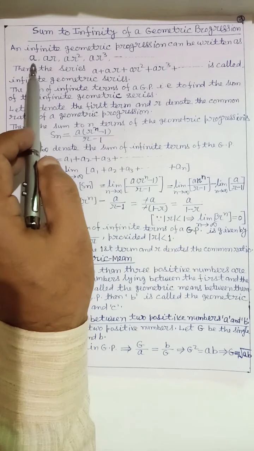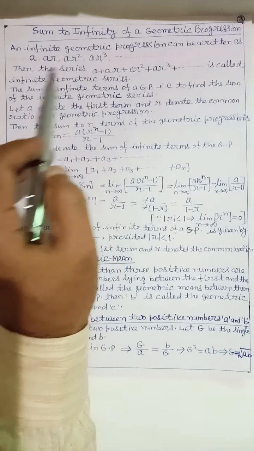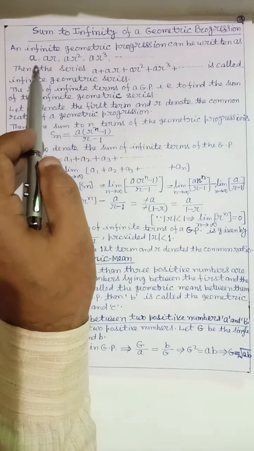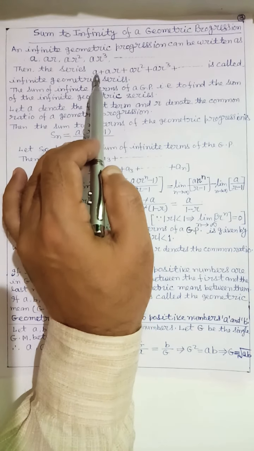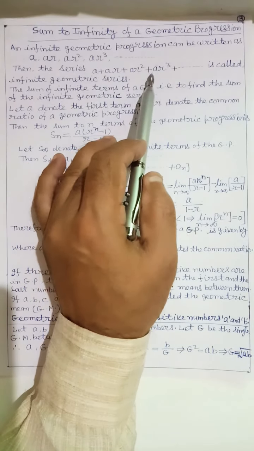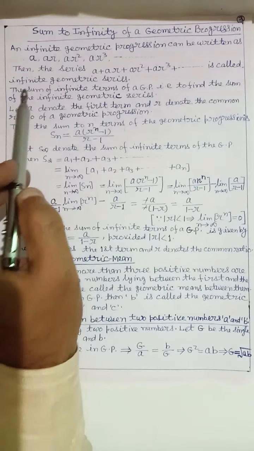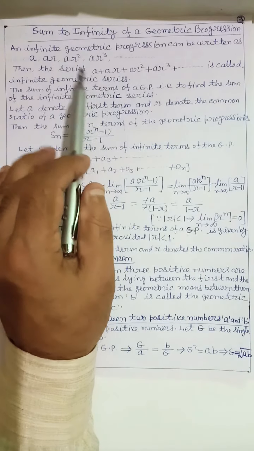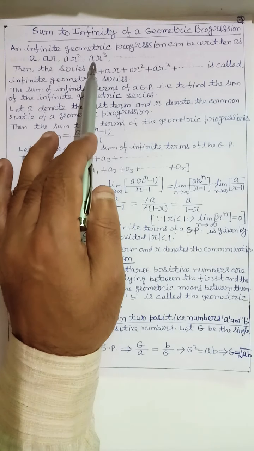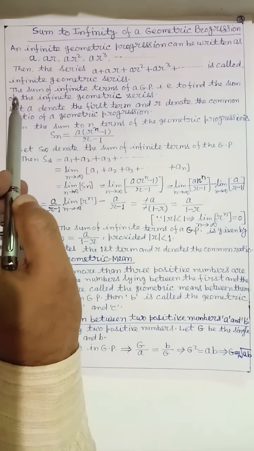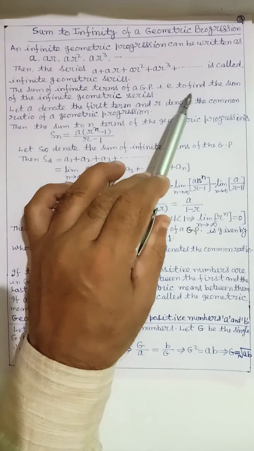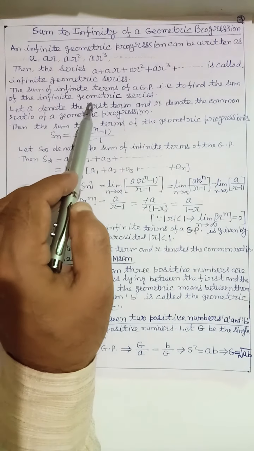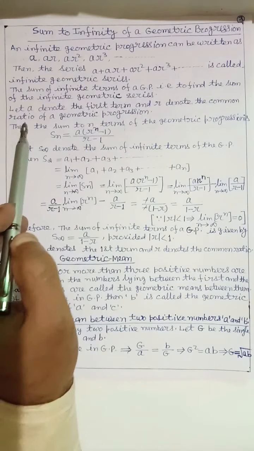Here what is the common ratio? The common ratio is r here. So adding the terms of the geometric progression, we get a geometric series: a plus ar plus ar squared plus and so on, is called an infinite geometric series, because here the number of terms is infinite. The sum of infinite terms of a geometric progression means to find the sum of the infinite geometric series. This is the meaning here.